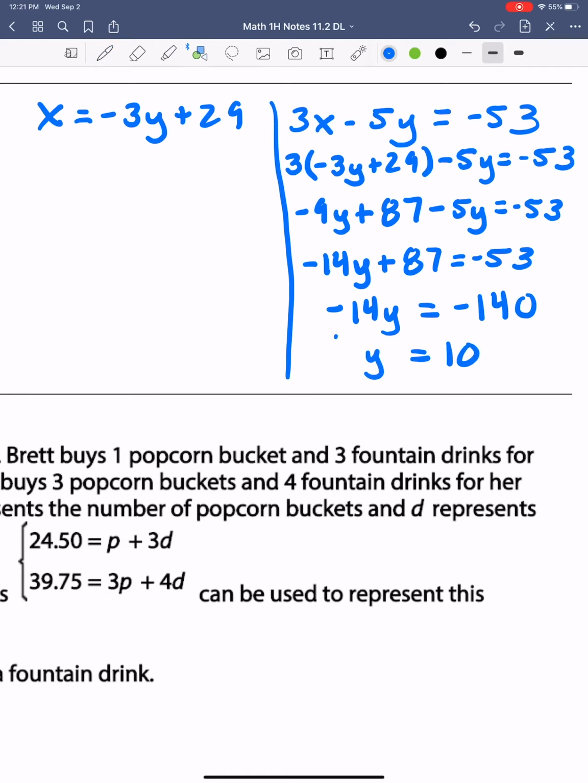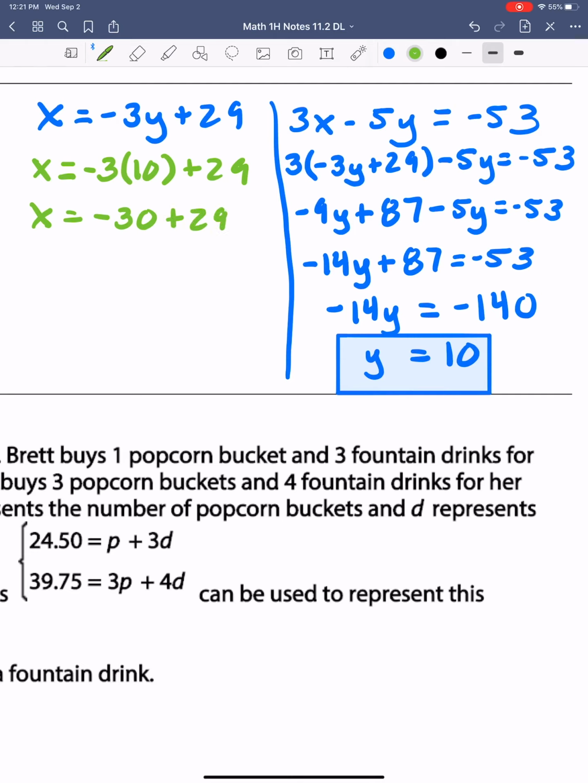And so we've got half of my answer there as +10. And I'm going to take that and plug it into the other side. And so I have x equals -3 times 10 plus 29. And so we get x equals negative 30 plus 29. So x equals negative 1. That's the second half there. Okay, and then I can go ahead and write my final answer, which is always going to be x comma y as an ordered pair there, which in this case is going to be negative 1 comma 10.